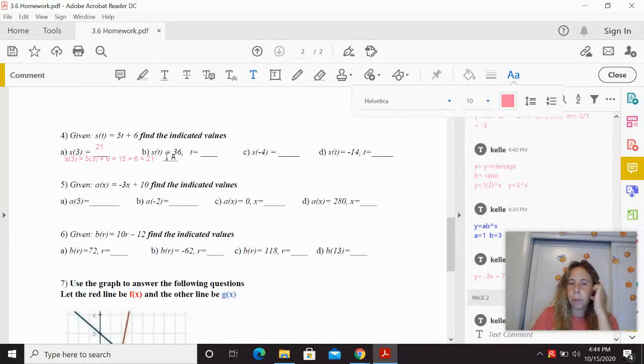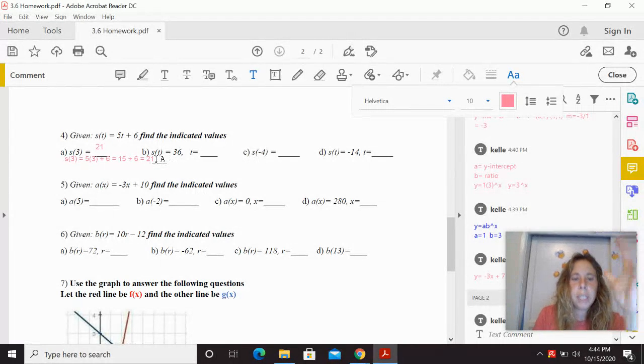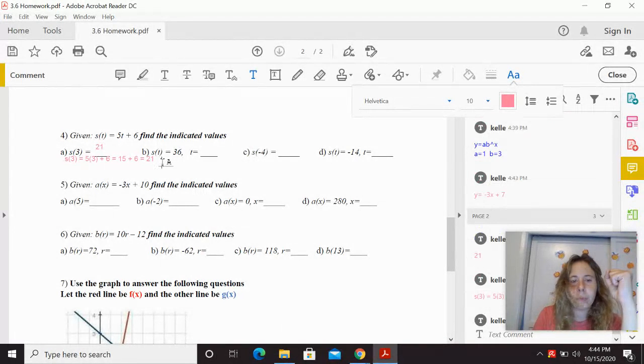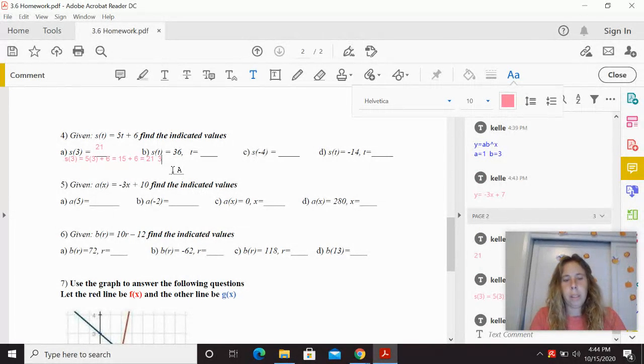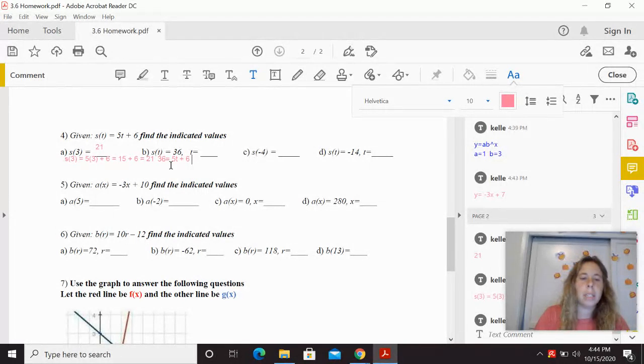Okay. This one, you're not substituting in for t. This one, they're telling you S of t is equal to 36. So where do you see S of t in your equation? Right there. So that's where you're going to substitute in 36. 36 equals, and then rewrite your equation, 5t plus 6. And then you're solving for t. So you want to get 5t by itself.